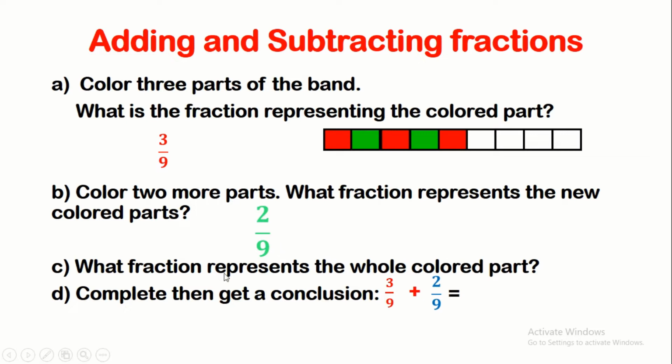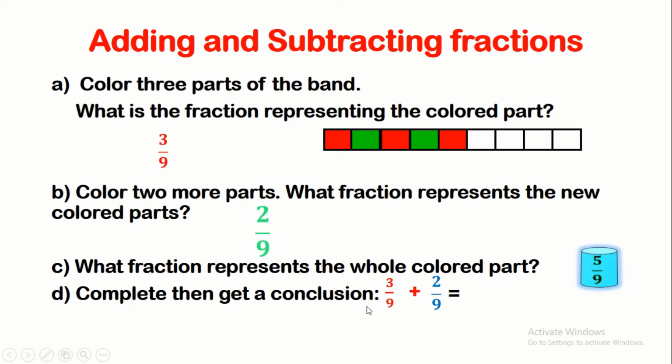Well, what fraction represents the whole colored part? In all, how many colored parts do we have now? Aren't they 5 parts? Look at them. 1, 2, 3, 4, 5. Out of how many parts in all? There are 9. So the fraction representing the whole colored part is 5 over 9. Now complete the following here.